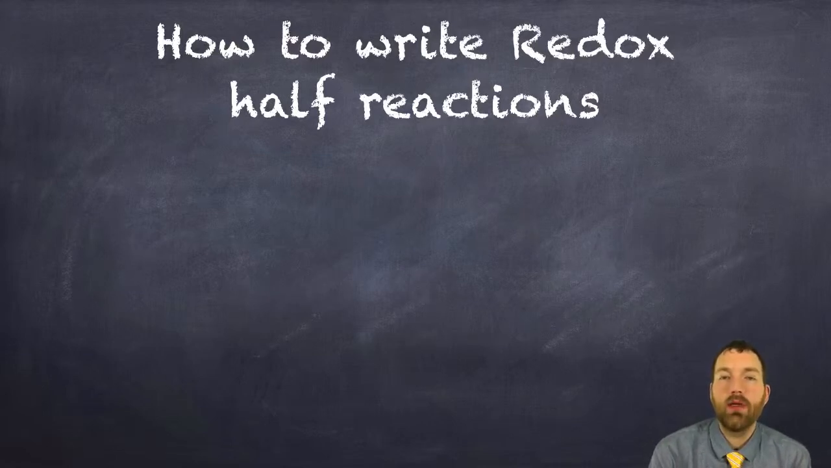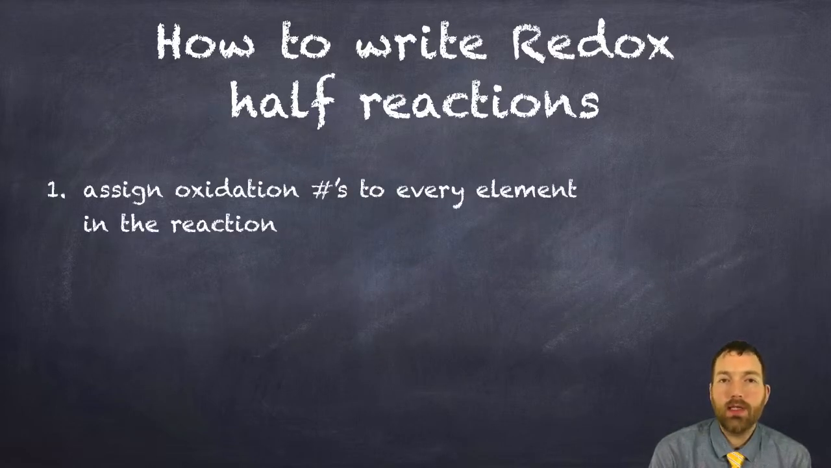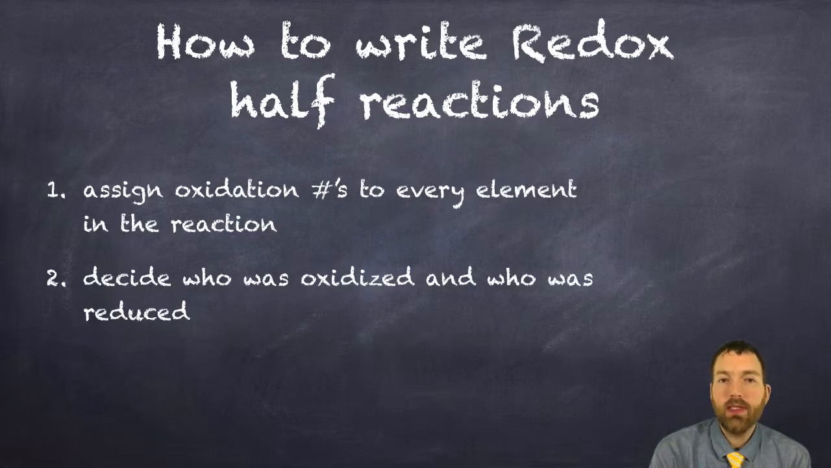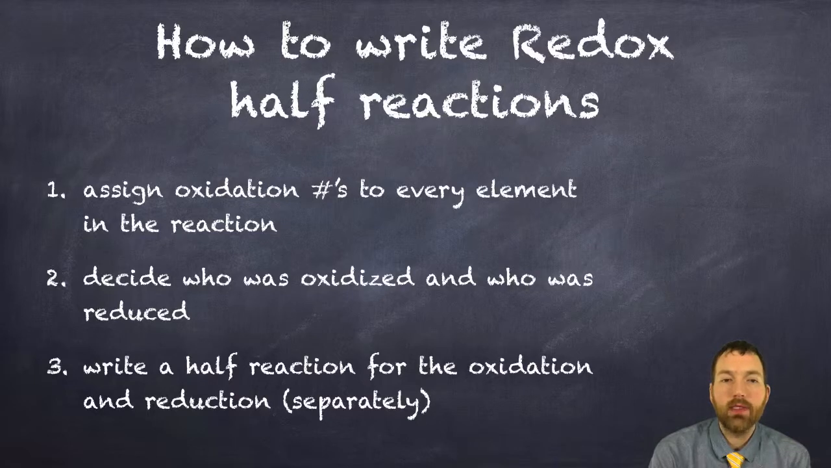Okay, and the last thing I want to show you here is how to write redox half reactions. This is something we'll be using later in this chapter. A redox half reaction is just a way of simplifying the whole oxidation-reduction reaction to just focus on what was being oxidized, or to just focus on what was being reduced. So the first step is to assign oxidation numbers to every element in the reaction. Then we decide who was oxidized and who was reduced just by looking at those numbers and seeing whose oxidation number went up by losing electrons and whose went down by gaining electrons. Then you write a half reaction for the oxidation and reduction separately. So you just focus on what was oxidized and how it was oxidized, or what was reduced and how it was reduced, and ignore everything else. So let me show you how to do that.